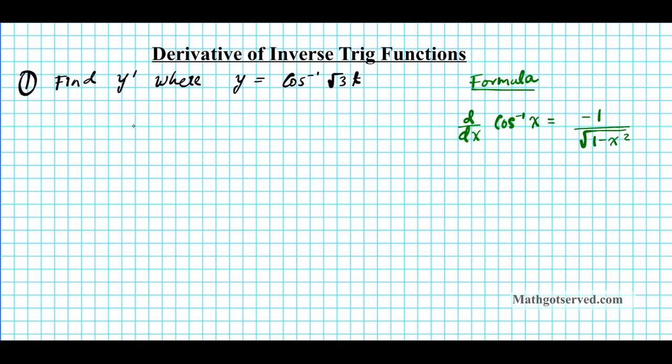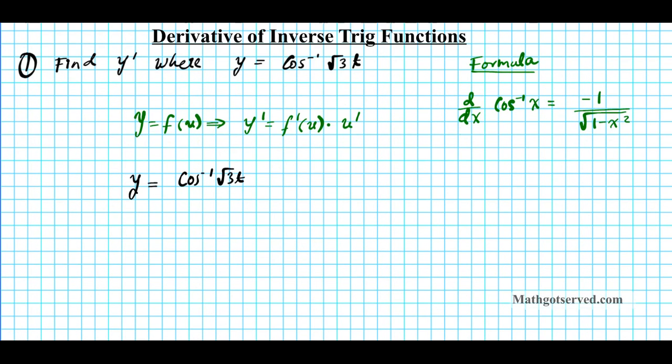Let's refresh our memory on what the chain rule is. If y is equal to f of u, then you remember that the derivative, y prime, is going to be f prime of u times u prime. Okay, so that's the chain rule. All right, so that's what we're going to be doing here. We have y is equal to the inverse cosine of root 3 times t.